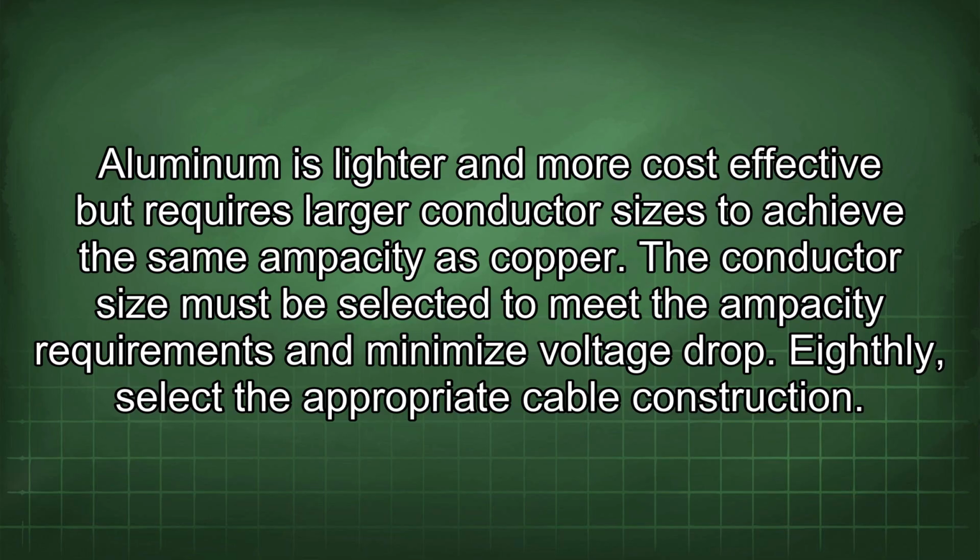Aluminum is lighter and more cost-effective but requires larger conductor sizes to achieve the same ampacity as copper. The conductor size must be selected to meet the ampacity requirements and minimize voltage drop. Eighthly, select the appropriate cable construction.